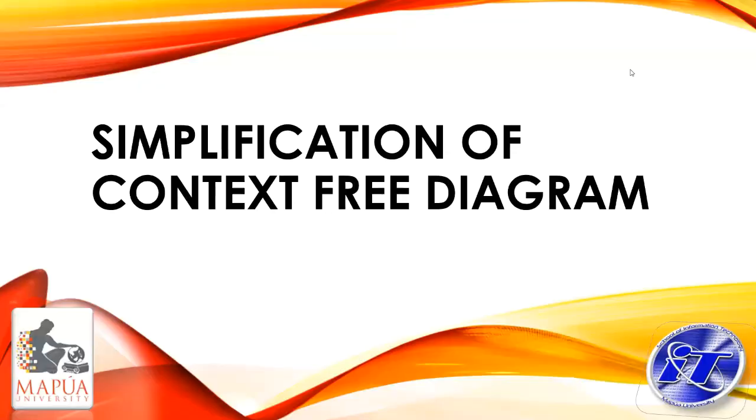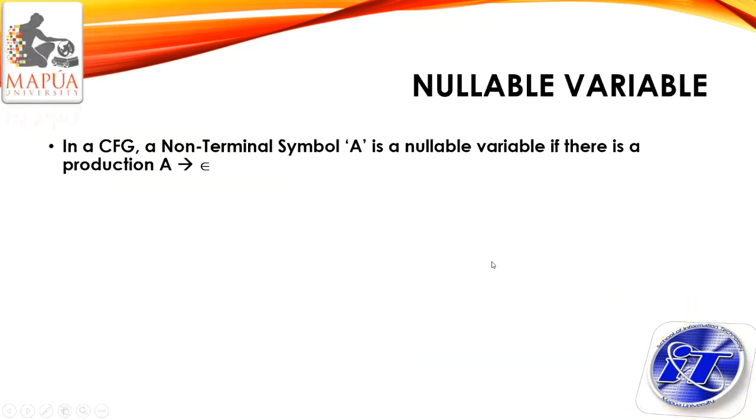Let's continue our discussion about simplification of context-free grammar. Now, we're going to focus on null variables or null productions. A null variable is a state or non-terminal symbol that will yield a null. So for example, non-terminal A goes to null. Therefore, this is considered a nullable variable.